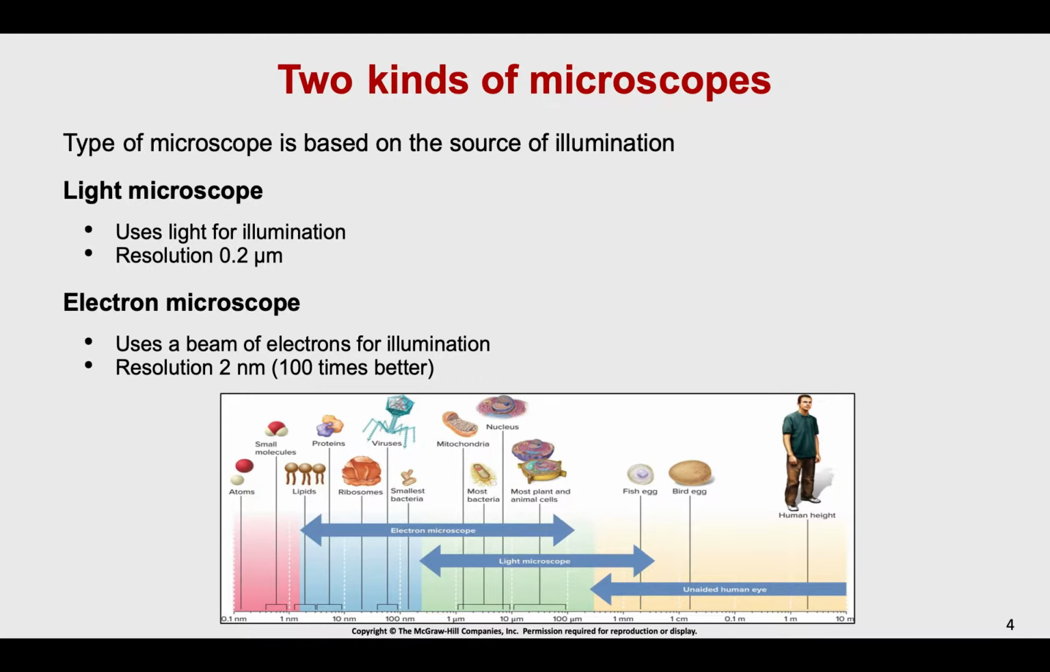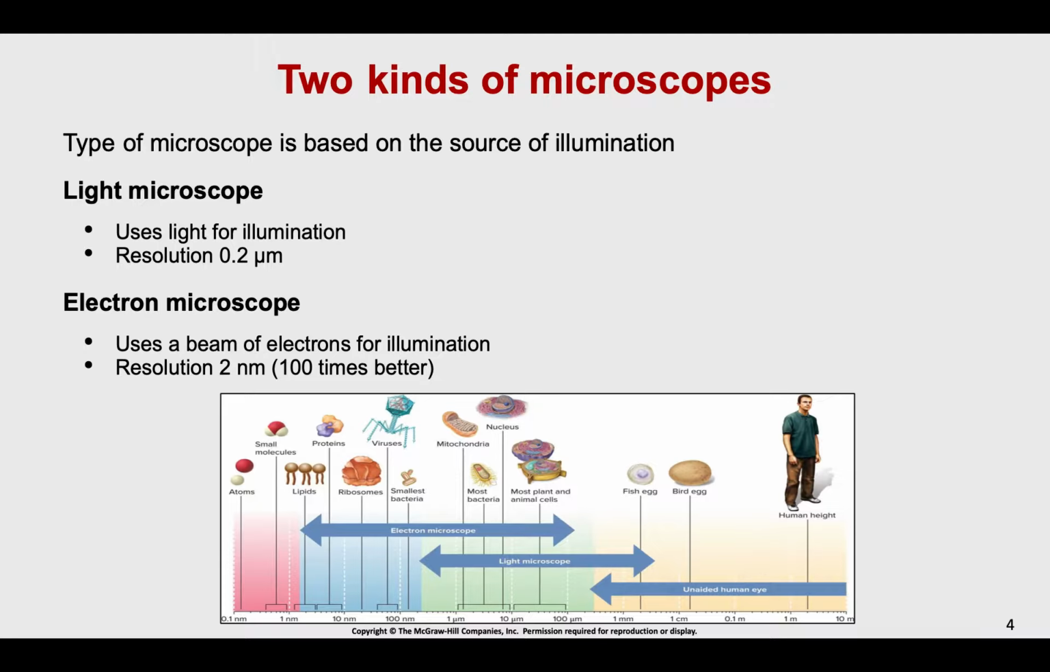So let's look at the two different types of microscopes. All right, so the type of microscope is going to be based on the source of illumination. Now, the most common one that you've probably seen is a light microscope. All right, we're using light to illuminate and enhance something that we're looking at under the scope. It normally has a resolution of 0.2 microns, so we can see pretty tiny under that microscope. But the other type of microscope that you probably have not seen, and if you have, that's awesome, because I haven't even seen one of these in person.